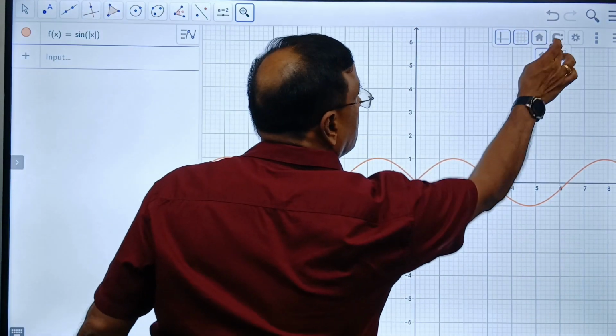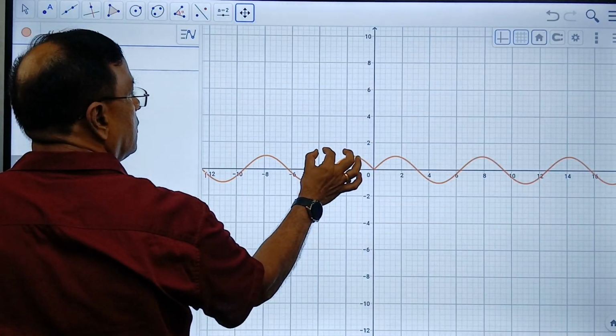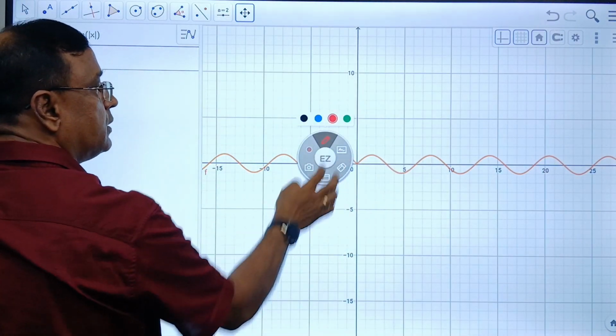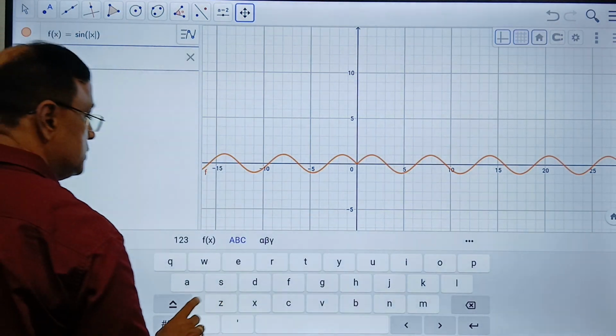I think it should be okay. And you see, it's perfectly continuous. It's a wonderful graph. Now let's also look at modulus of cos x.